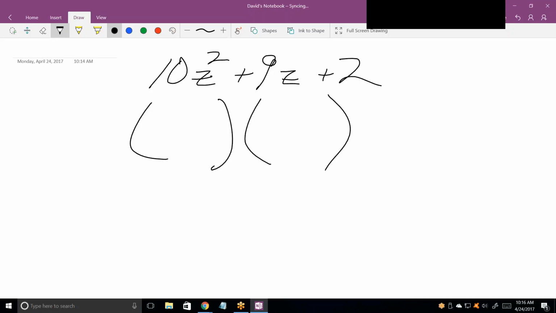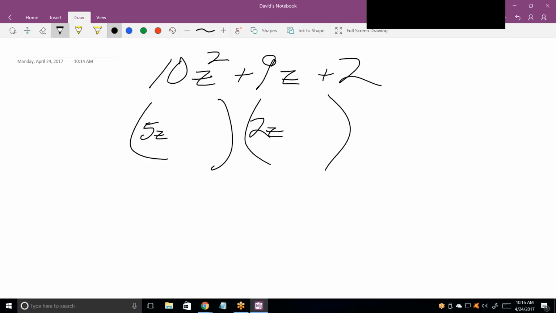The first step I got to do is break up the 10z squared. I can break that up into 5z and 2z, but I could also break it up into 10z and 1z. And what I generally recommend with any kind of factoring is always start with your 2 factors that are closest together. Well, 5 and 2 are certainly closer together than 10 and 1. I'm going to begin there and see what happens.